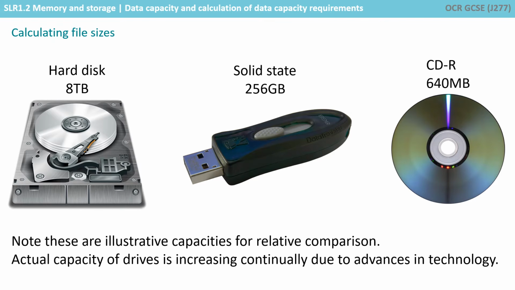When we talk about the capacity of a drive, we're referring to the amount of data that can actually be stored, and this is measured in bytes. The capacity of drives is increasing all the time, so this is just for illustrative purposes to show you the relative difference between the different types of storage, in this case magnetic, solid state and optical.